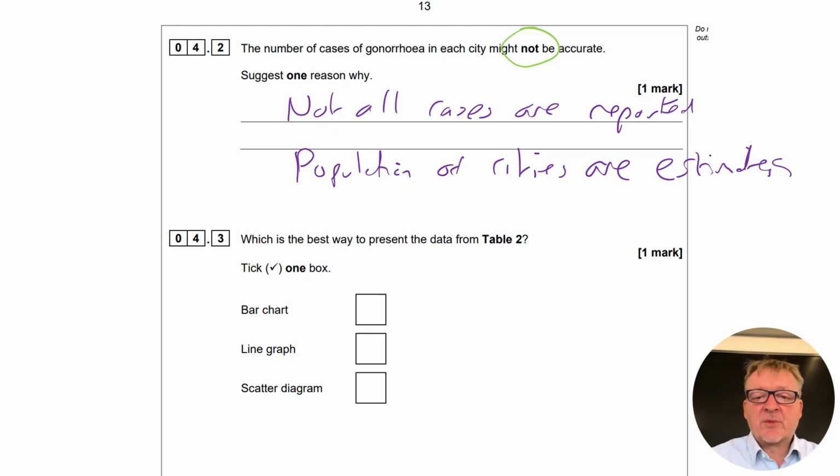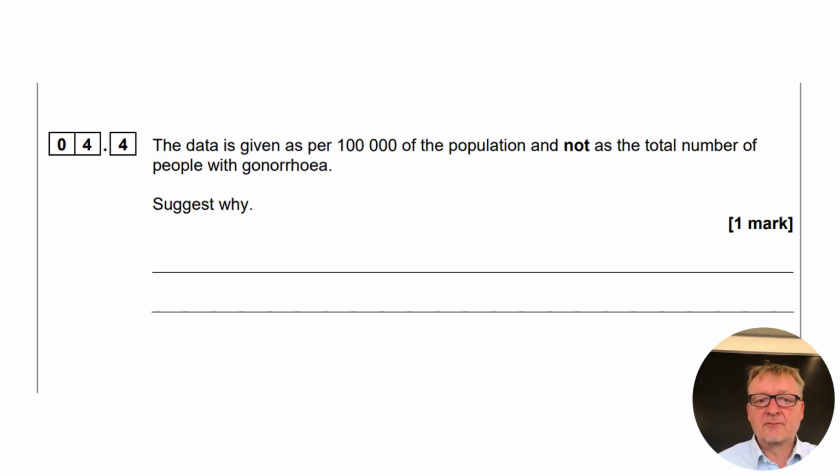4.3. Which is the best way to present the data from table 2? Okay, it's not really a line graph, is it? Because they're all different size cities. So the best way of doing it, bar chart. 4.4. The data is given as per 100,000 of the population and not as the total number of people with gonorrhea. Okay.